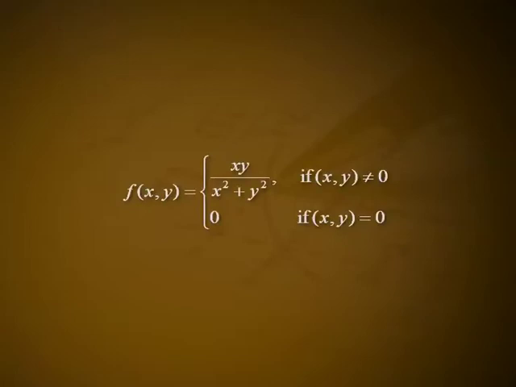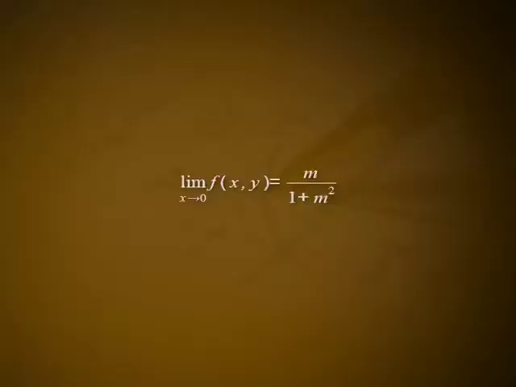Example 4. If f(x, y) is equal to xy divided by x² plus y², if (x, y) is not equal to (0, 0), and 0 if (x, y) is equal to (0, 0). We can show that the function is not continuous at the origin even though both the partial derivatives exist thereat. Putting y is equal to mx, we see that the limit of f(x, y) as x tends to 0 is equal to m divided by 1 plus m², so that the limit depends on the value of m, that is on the path of approach, and is different for different paths followed, and therefore does not exist. Hence, the function f(x, y) is not continuous at the point (0, 0).